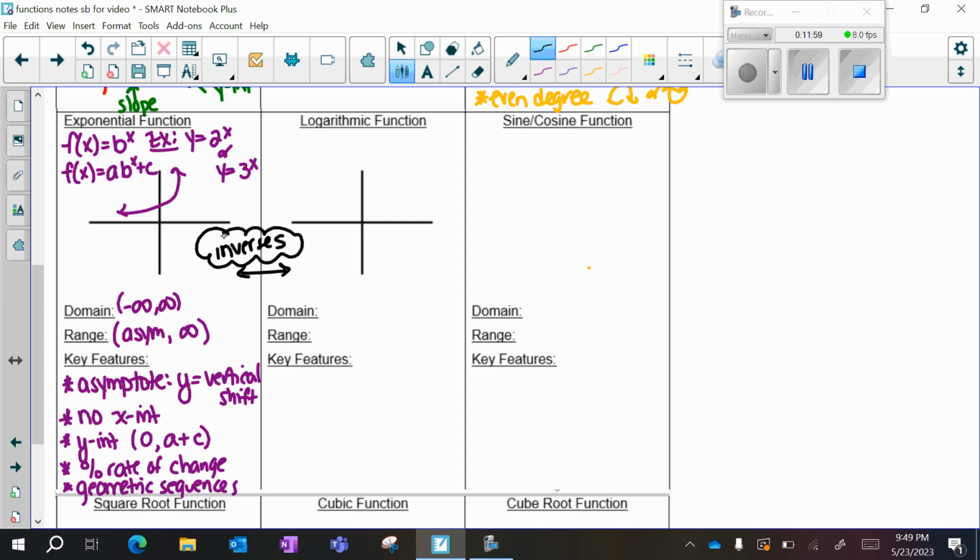So our log function is going to look something like this. Let me go back over here to my exponential and I'll draw in my asymptote here. My asymptote is horizontal always. For log, my asymptote would be here. It's always going to be vertical. So it's going to be x equals your horizontal shift.